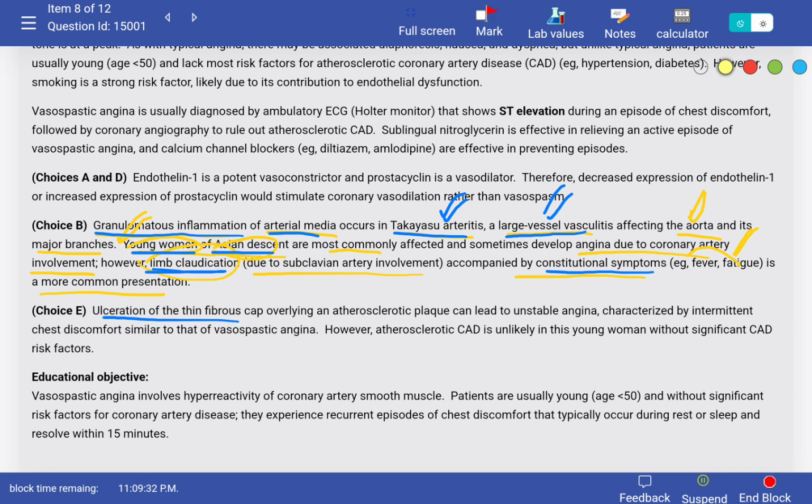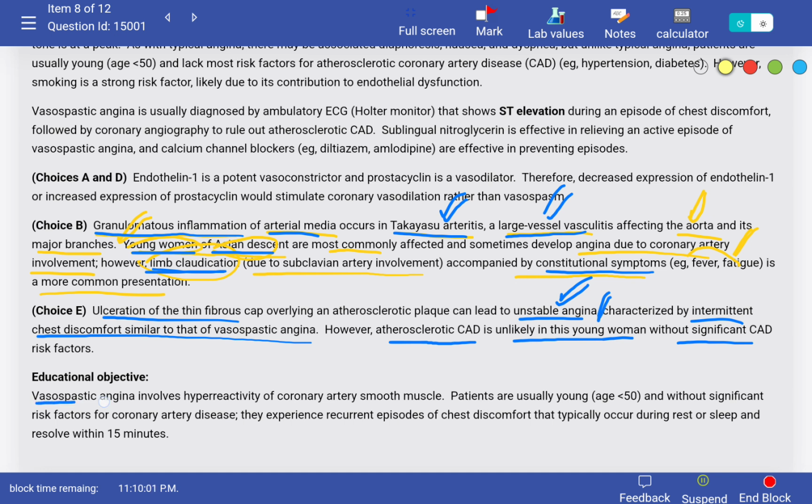Why not option E? Ulceration of the thin fibrous cap overlying an atherosclerotic plaque can lead to unstable angina, right? Characterized by intermittent chest discomfort, similar to vasospastic angina. But what is the difference? Atherosclerotic coronary artery disease is unlikely in this young woman without significant risk factors associated with CAD.